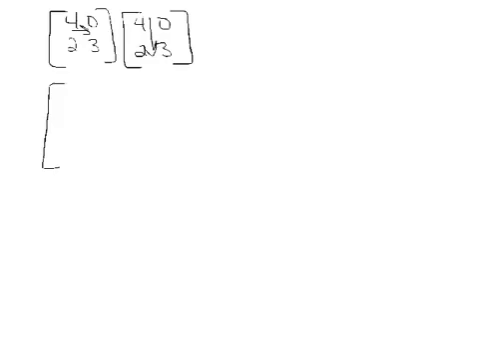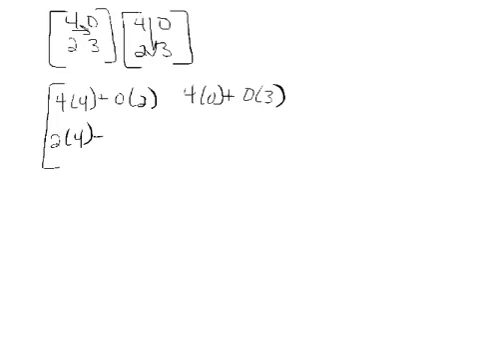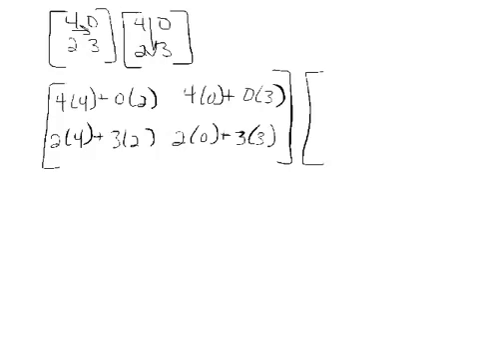So over and down. 4 times 4 plus 0 times 2. 4 times 0 plus 0 times 3. 2 times 4 plus 3 times 2. 2 times 0 plus 3 times 3. Remember, we still have to multiply that by P one more time. But let's go ahead and simplify this.